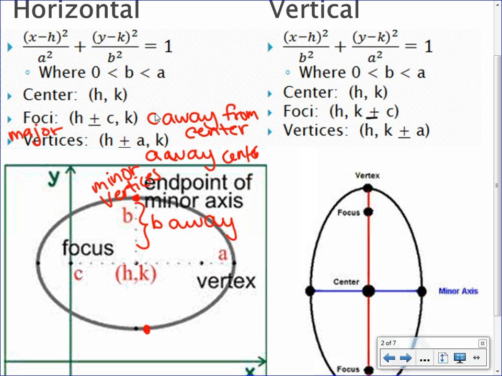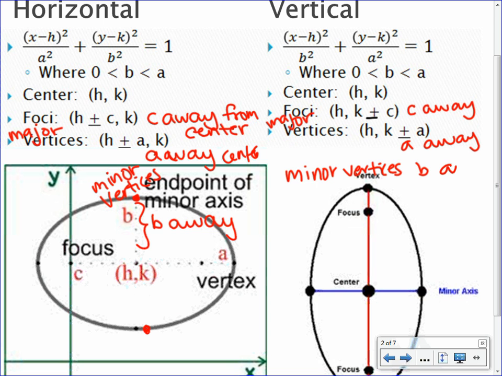So our center is still at (h, k). Our foci are still (c, a), but since we're vertical, they're going to be along that vertical major axis. Our major vertices are still (a, a), and our minor vertices are still (b, a).